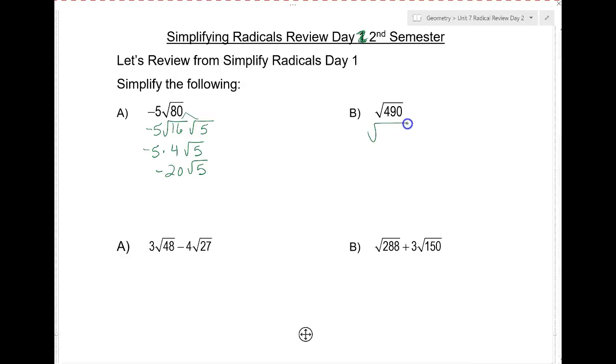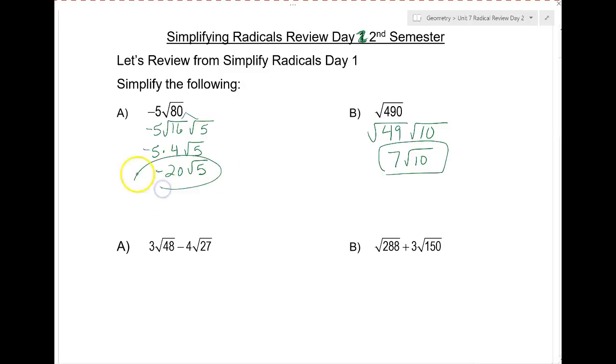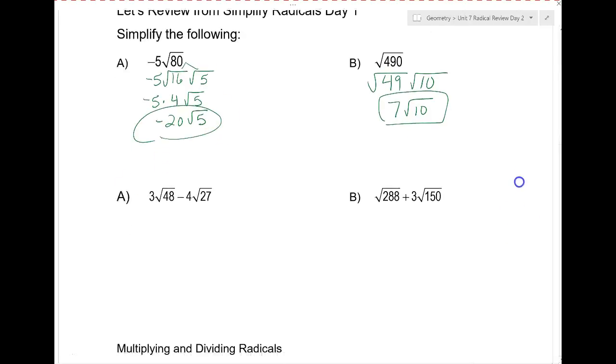Well, I want to simplify this and take a perfect square out of it. Well, I hope you realize that 49 is a perfect square number, and 49 times 10 is the square root of 490. So we take the square root of 49, well, that's 7, and with the square root of 10. So yeah, so those are our perfect square numbers so far.